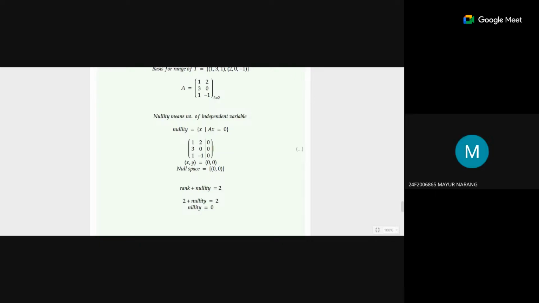This is a unique solution. Yeah, this is a unique solution. We have exactly only one solution, 0 comma 0. 0 comma 0 is the only solution for this system. Hence unique solution. Okay, so let's move on to the next concept.